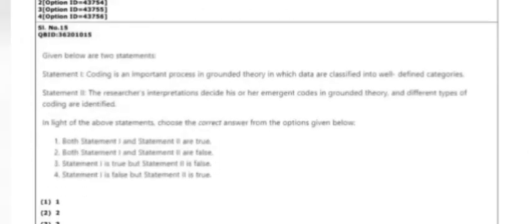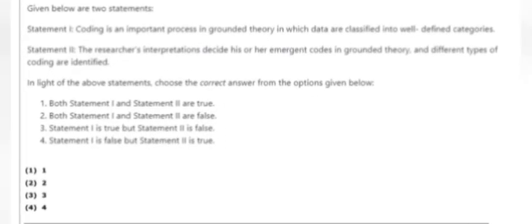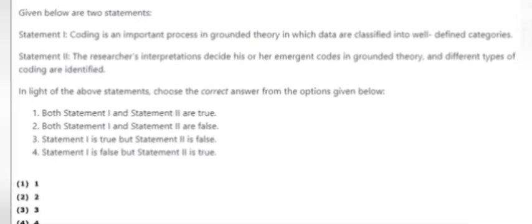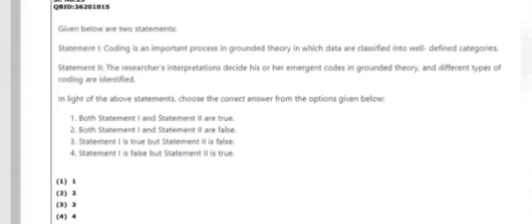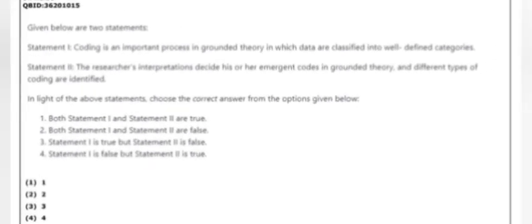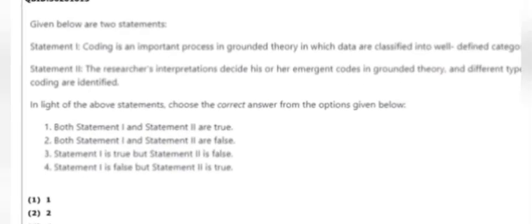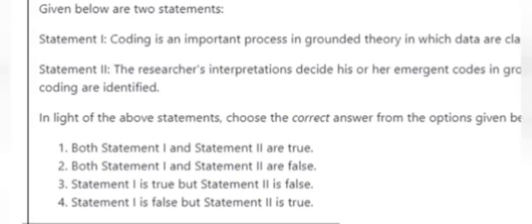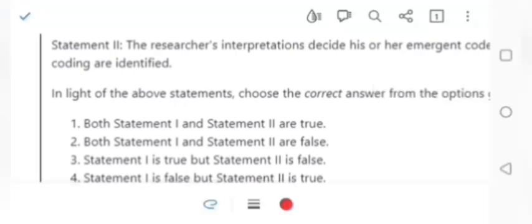Next, number 15, it says given below are two statements. Statement 1 says coding is an important process in grounded theory in which data are classified into well-defined categories. Statement 2 says the researcher's interpretations decide his or her emergent codes in grounded theory and different types of coding are identified. In light of the above statement, choose the correct answer from the options given below. Both statement 1 and 2 are true. Both 1 and 2 are false. Statement 1 is true but 2 is false. 1 is false but 2 is true. So number 1 will be correct. Both 1 and 2 are correct.